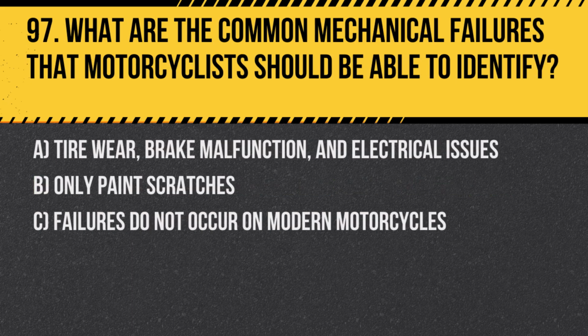Question 97. What are the common mechanical failures that motorcyclists should be able to identify? A. Tire wear, brake malfunction, and electrical issues. B. Only paint scratches. C. Failures do not occur on modern motorcycles. Answer: A. Tire wear, brake malfunction, and electrical issues. Being able to identify these issues can prevent accidents and costly repairs.